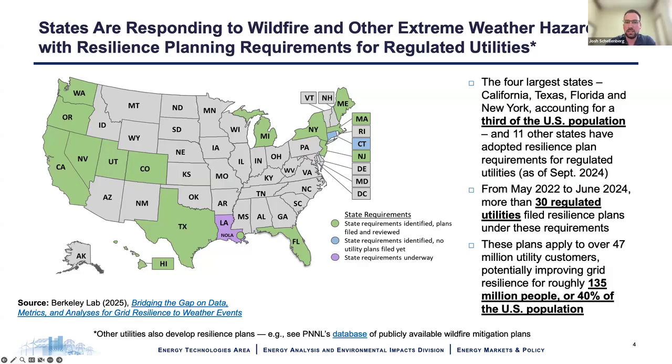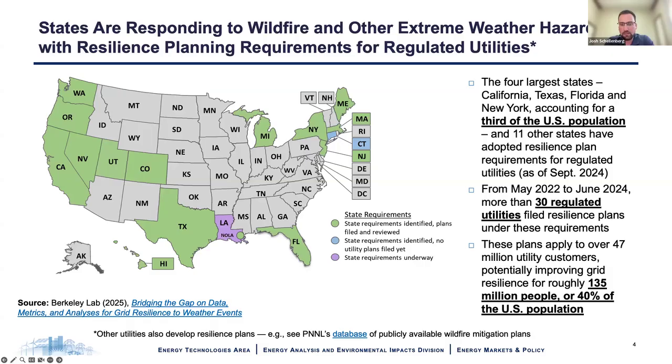The four largest states, California, Texas, Florida, and New York, account for a third of the US population. So that's a large amount of utility customers that are going to benefit from these requirements for the utilities to invest in resilience. And 11 other states have adopted these plan requirements.